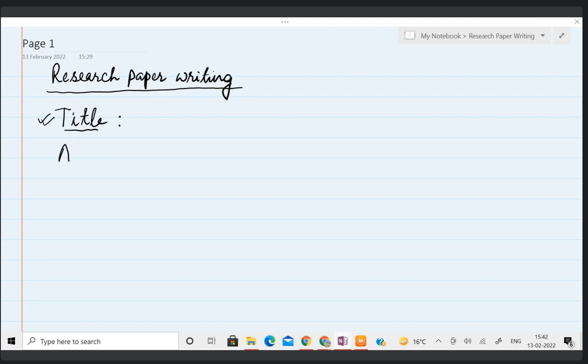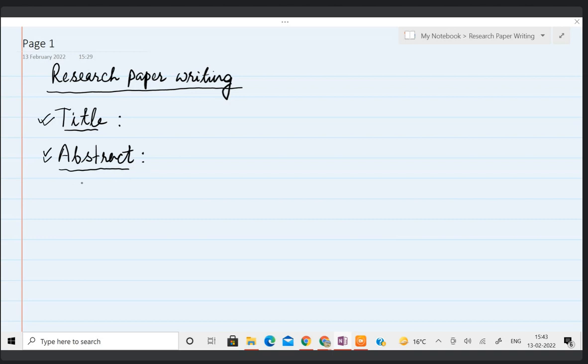Next is the abstract. These are basically the sections that are normally present in any research paper. The second one is your abstract. Again, the content of the abstract is written at last. So three things are there in the content of a research paper. The first one is the title, then the second one is the abstract, and the third one is the conclusion. So these things are written after completing the rest of the sections of the paper. I would be coming to it after some time.